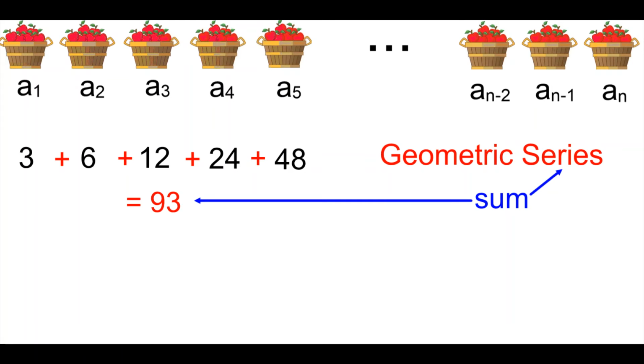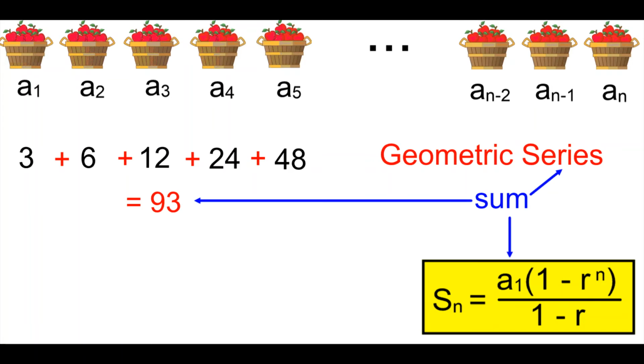So one thing we could do is just add up all of the terms, and if you add up all of the terms, you're going to get 93 in this example. But that might not always be the best way to do it if we have a lot of terms, or maybe we have some missing information. Luckily, we're going to have a formula. So here's the formula for the sum of a geometric series. Now notice they use the letter S, S standing for series or sum.